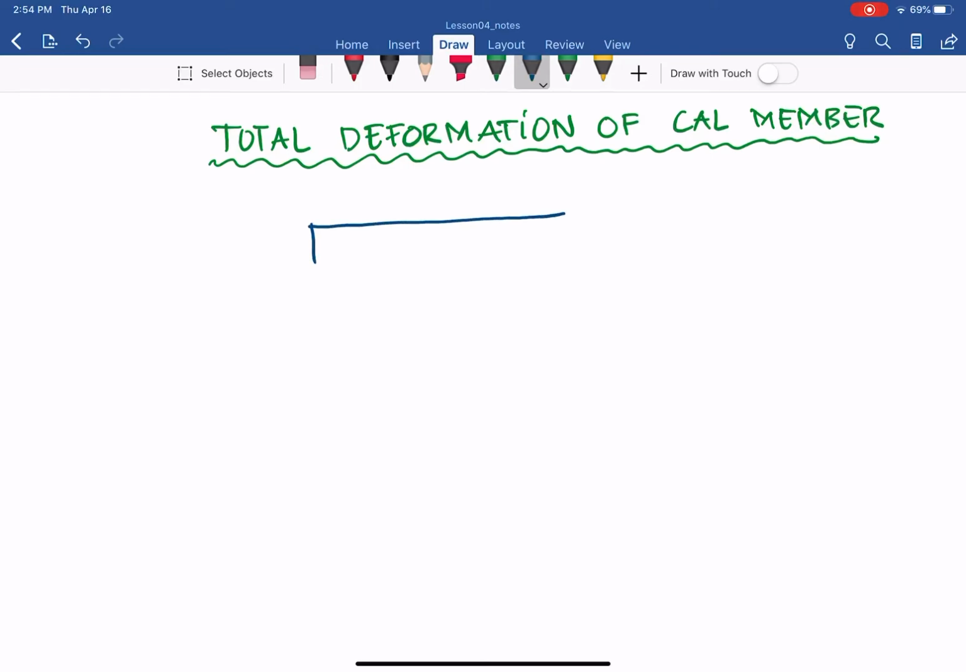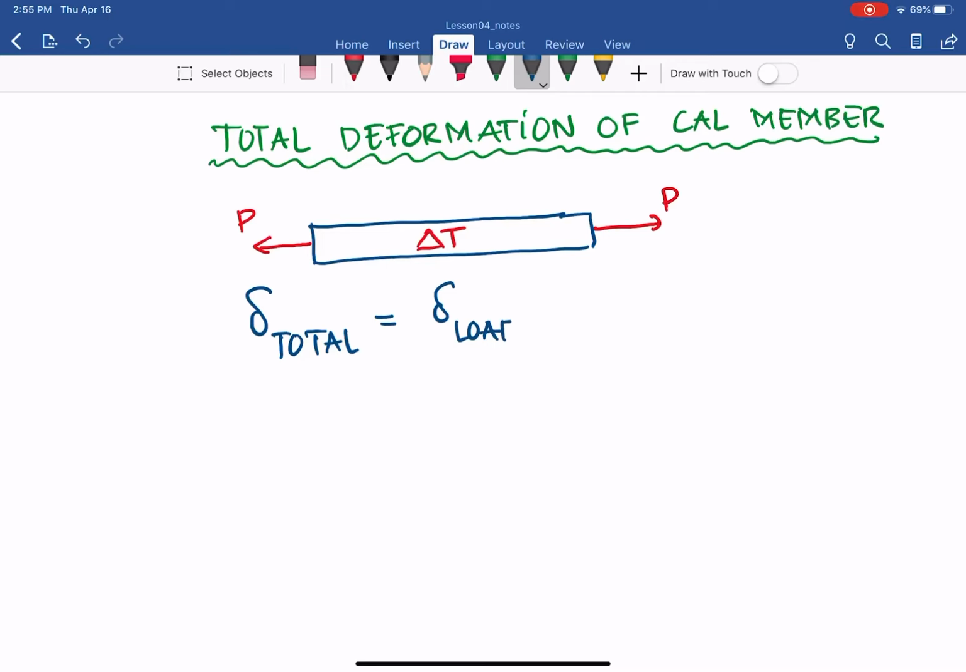A Cowl member is a centric axially loaded member. If we have a member here and assume it is in tension, you have the load P applied at both ends, and we call it a Cowl member. Now, in addition to the load, we have the change in temperature, delta T, between day and night, and that creates deformation. The deformation here combines the deformation due to the load and the deformation due to the temperature. So the total deformation equals the deformation due to load P plus the deformation due to the temperature.